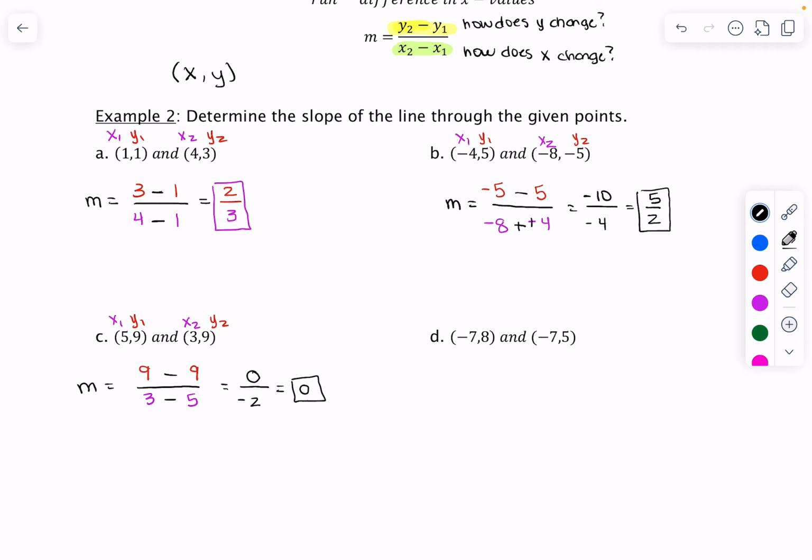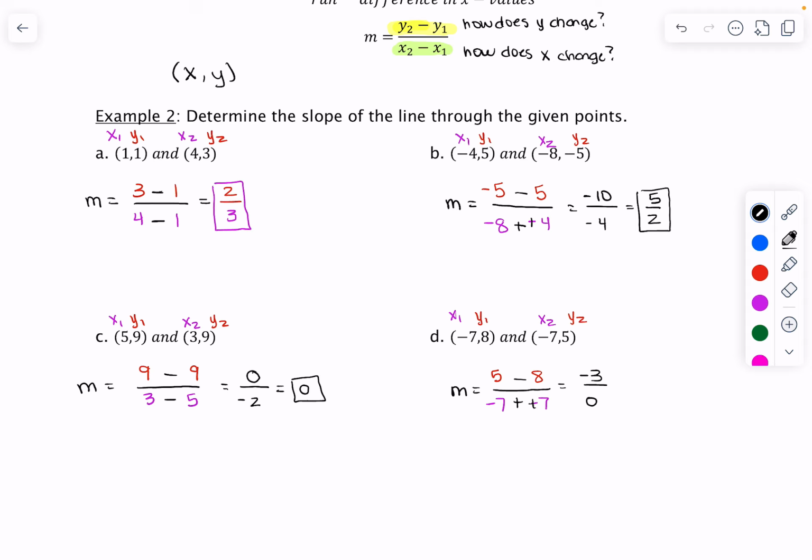Letter D, last one. M equals, draw your bar, draw your two minus signs, label your coordinate pairs. This is x1, x2, y1, y2, and then plug them in. So I'm going to have 5 minus 8 on top, and on the bottom, -7 minus -7. Two minus signs again, so be careful. 5 minus 8 gives me -3. And these minuses become a positive, pluses. And so -7 plus 7 is 0.